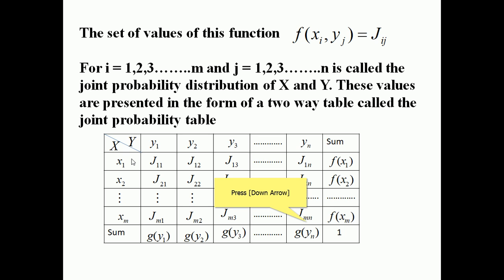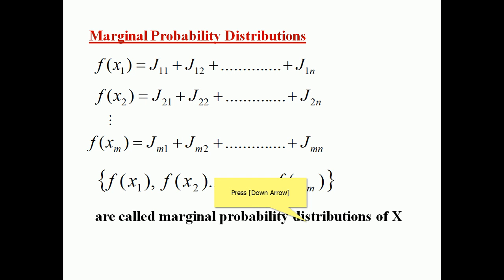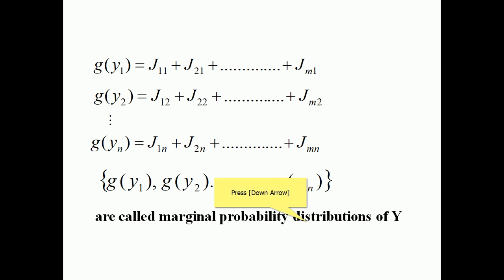And f of x1 plus f of x2 plus dot dot dot f of xm is equal to 1. g of y1 plus g of y2 plus g of y3 plus g of yn is also equal to 1. That is, summation of f of x comma y with respect to x and y is equal to 1. And all these values, j11 to jmn, are greater than or equal to 0. Okay, I hope you understand what marginal probability distributions are. These are the marginal distributions of the variable x and these are the marginal distributions of the variable y.